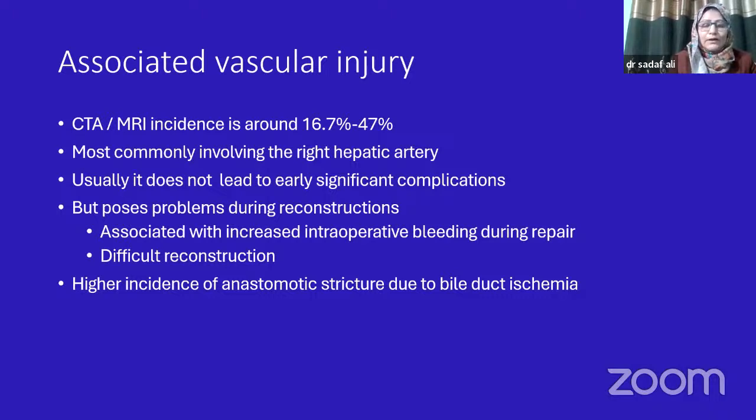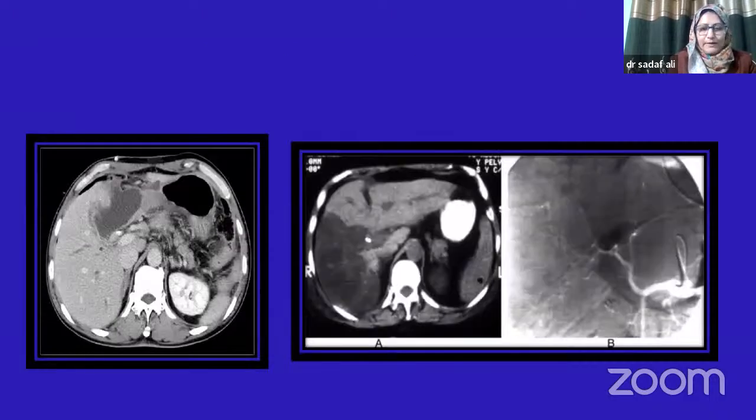Another important aspect of knowing about vascular injury once you receive the patient is that you will take the anastomosis more seriously, because these patients are likely to have an anastomotic stricture due to ischemia. Their follow-up would also be more vigilant.